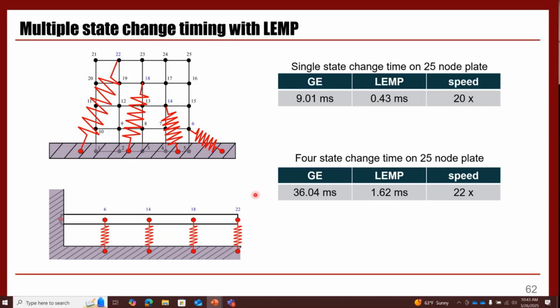And then on the introduction of four changes, the changes being one after the other, generalized eigenvalue took about 36 milliseconds, while LAMP took 1.62 milliseconds. So that's about 22 times faster than generalized eigenvalue. This is also still confirmed on the reduced model that we also created.